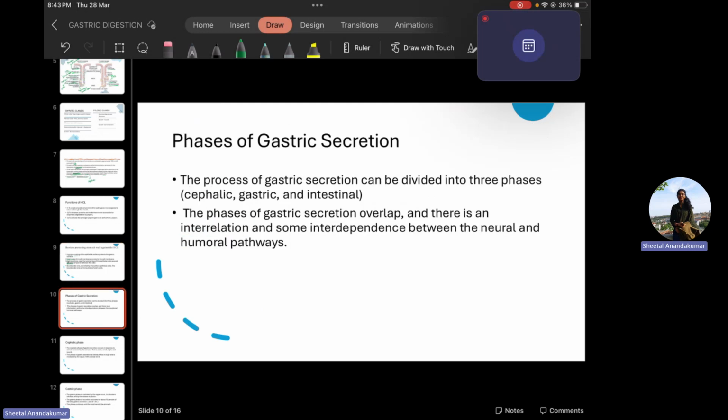And now we're going to talk about the phases of gastric secretion. There are three phases. Gastric secretion is secreted in three phases. The first one is the cephalic, then the gastric, and the intestinal phase. The phases of gastric secretion may overlap.